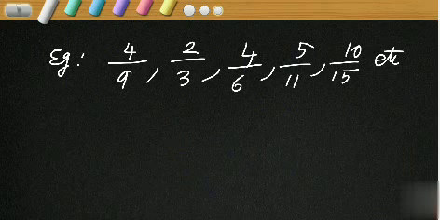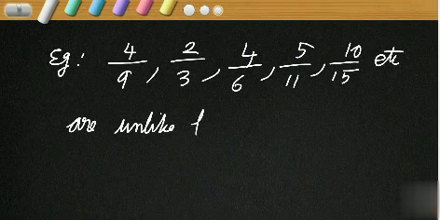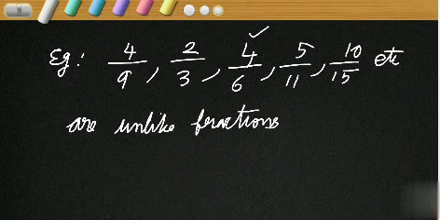Etc. are unlike fractions. Okay, understood? Here 4 by 6 and 4 by 9 are there. No problem. Numerators are same, but still they are unlike fractions. Why? Yeah, denominators are different. Denominators are 9 and 6. Different denominators are there, so they are still unlike fractions.